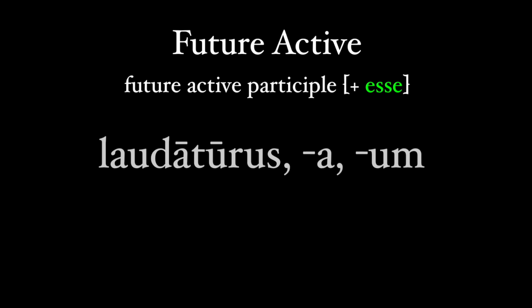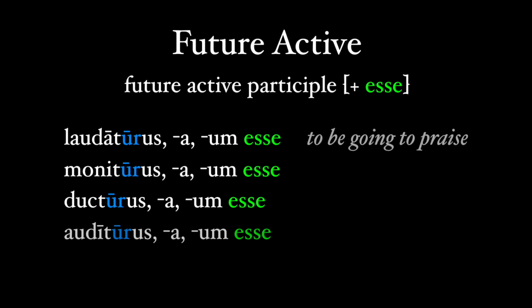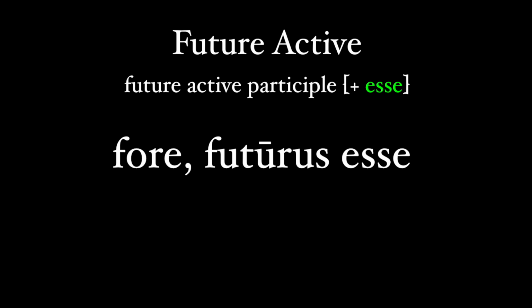The future active infinitive is similar to the perfect passive. We take the future active participle, the verb's fourth principal part, but with a ur inserted before the ending, and add an optional esse. You really only see this infinitive in indirect statement, so keep in mind that the ending changes based on the case, number, and gender of the subject, much like the perfect passive participle. Laudaturus, a, um esse, to be going to praise. Moniturus, a, um esse, to be going to warn. Docturus, a, um esse, to be going to lead. And auditurus, a, um esse, to be going to hear. But keep in mind that you'll often see this without the esse. Sometimes, too, you'll see the form fore as the future active infinitive of sum, to be, instead of futurus esse. Both fore and futurus esse are to be going to be.